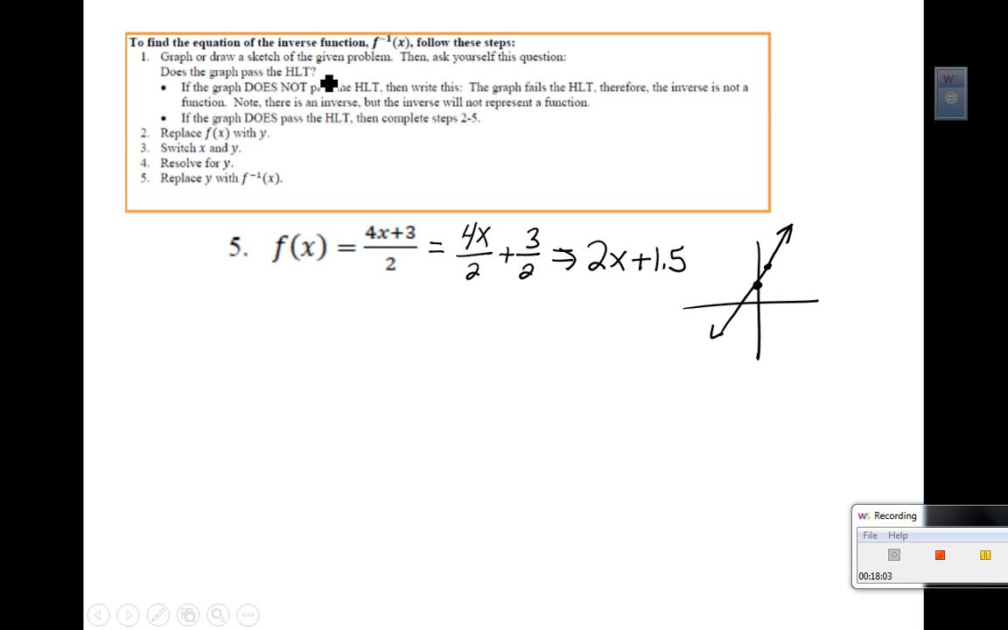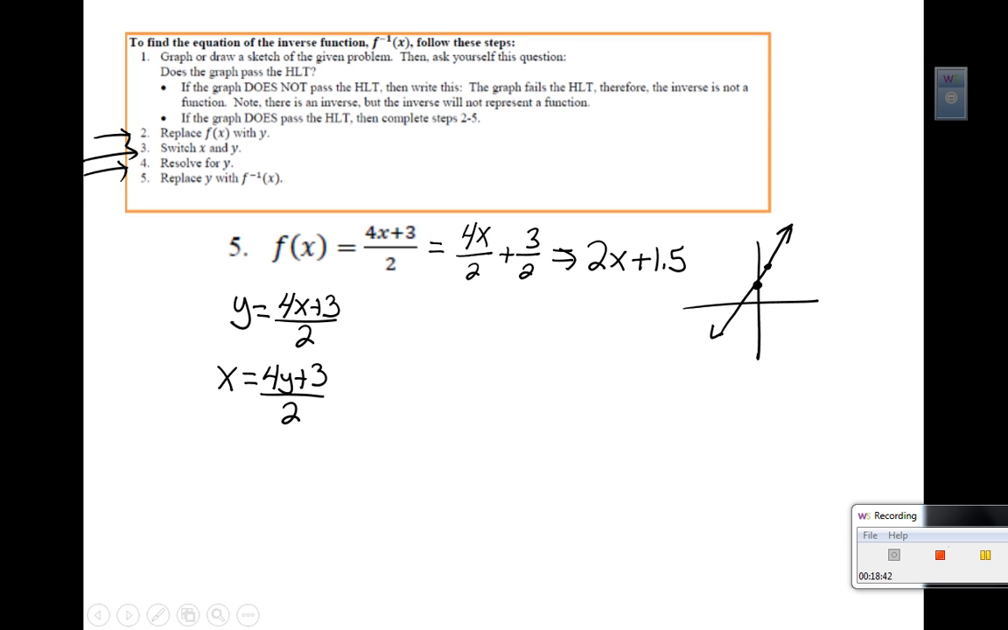So here goes. We've done step 1. It does pass the HLT. So on to step number 2. Come back to your original. I'm going to call this y equals 4x plus 3, all over 2. So you just earned a point. Switch the x and the y. So I got x equals 4y plus 3 over 2. And now it says to resolve this bad boy for y.